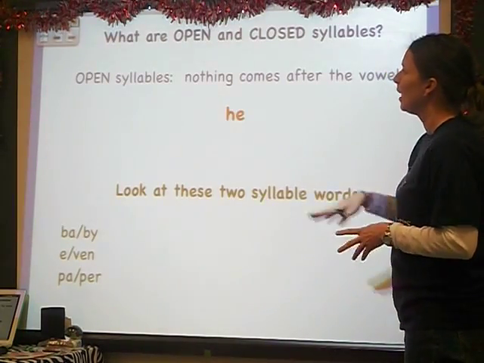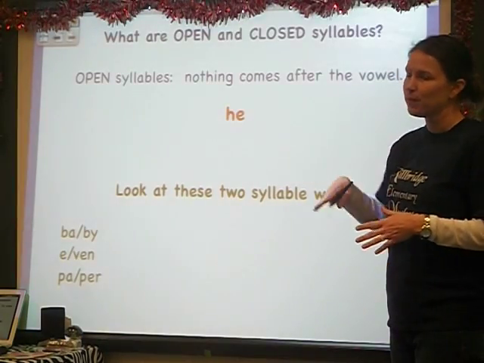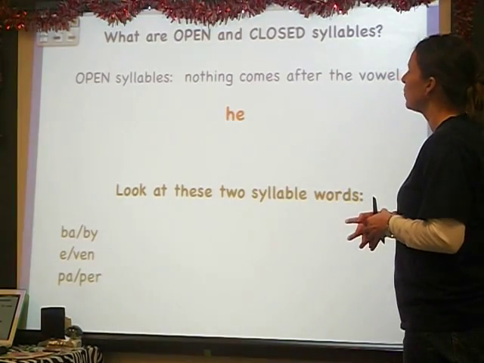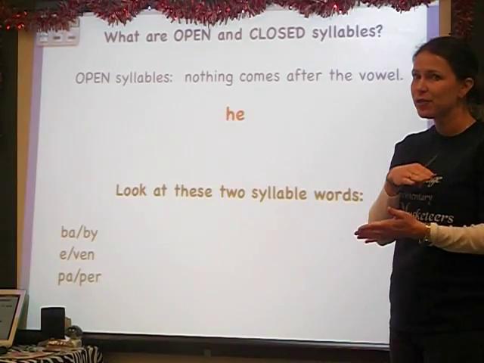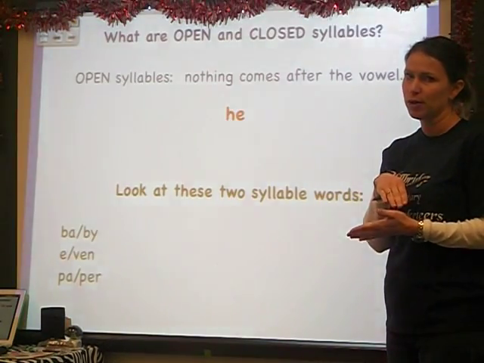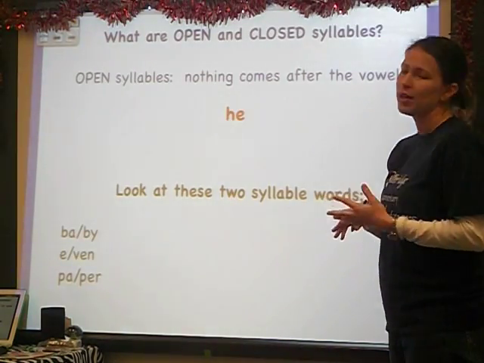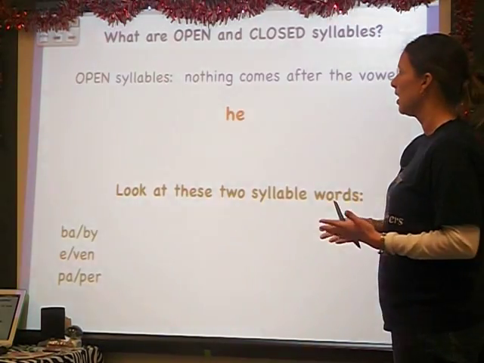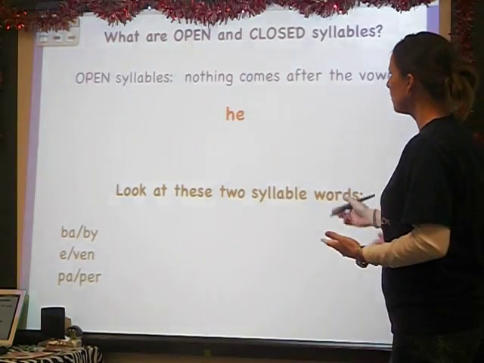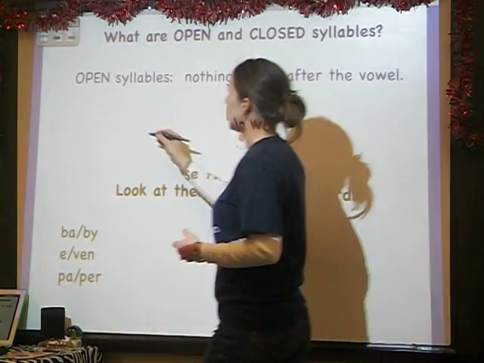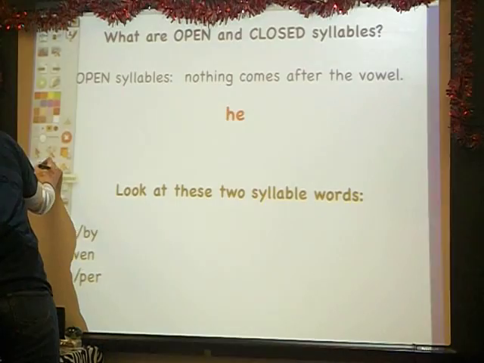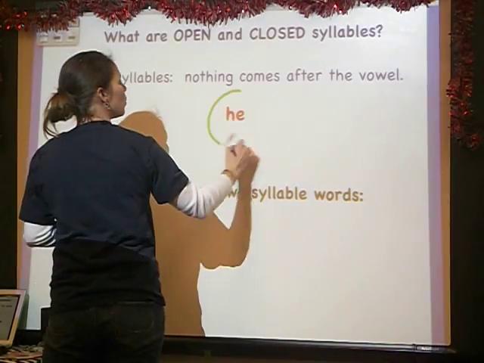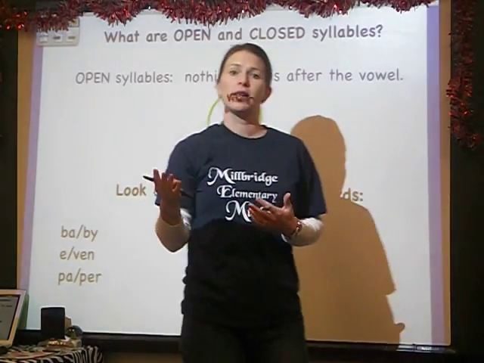So, we're going to begin with what is an open syllable. An open syllable is when nothing comes after the vowel in a word. So, for example, I put a kindergarten word up for us. It's a word that is used very, very commonly. The word he. Here you can see this word he. Let me get my pen ready for you guys. This word he is a one-syllable word.